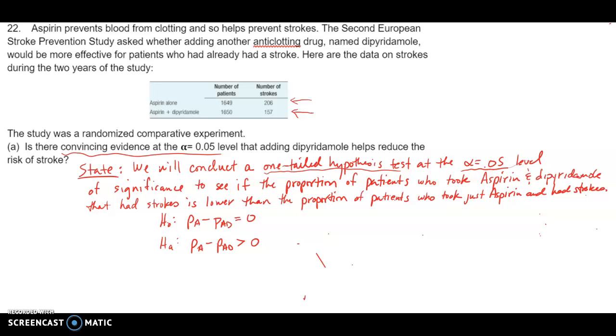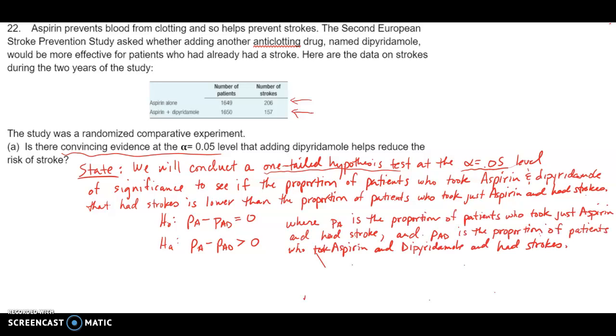And this hypothesis basically says if we get a positive number out of this, that means that this proportion, the proportion of patients that took aspirin alone and had strokes, is greater than, so a higher proportion of strokes in patients that took aspirin, as opposed to the proportion of patients that took aspirin and dipyridamole and had strokes. So again, a mouthful. That's the gist. Last part is we want to define those parameters that we just introduced, and here's how we do that.